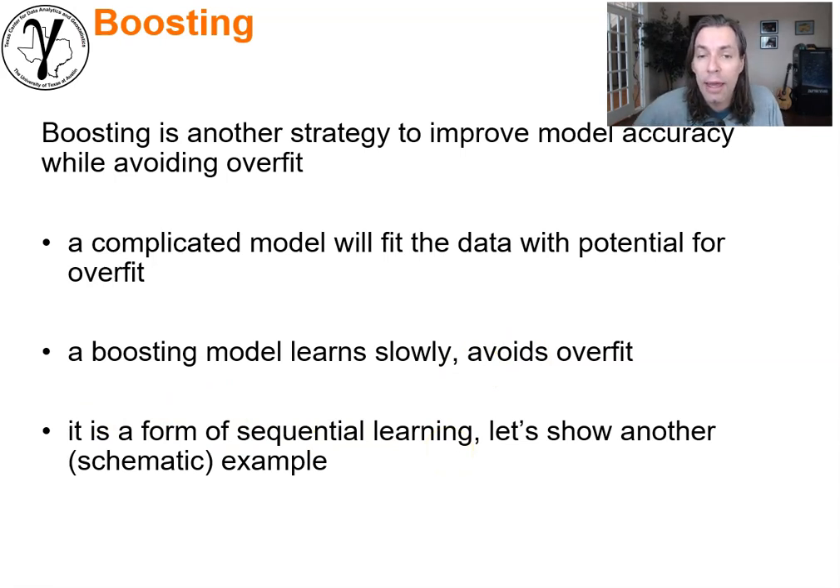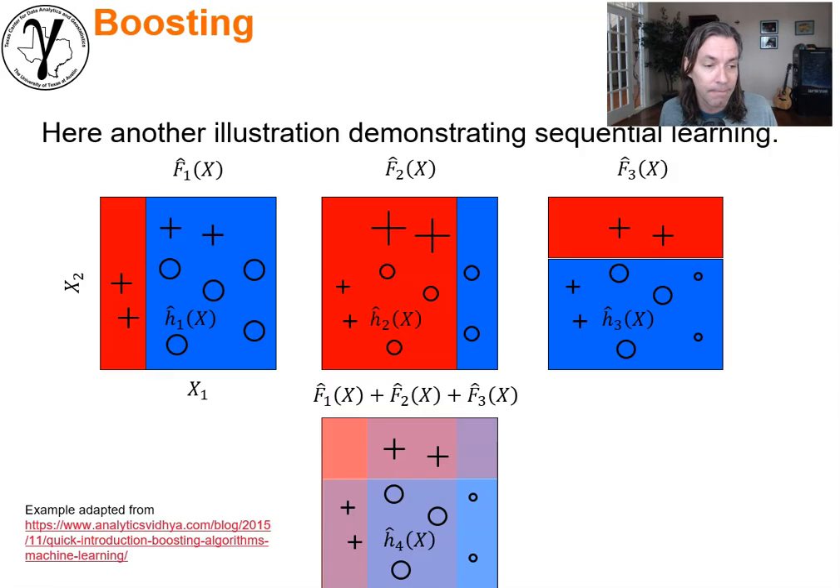Okay, and let's go ahead and show another example. This one's more of a schematic example to further illustrate this idea of sequential learning. This example is adapted from this blog post right here. Appreciation for the blog post. Actually, a really nice explanation. Appreciated that.